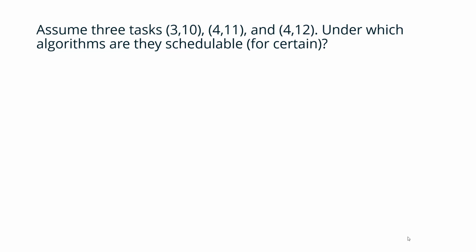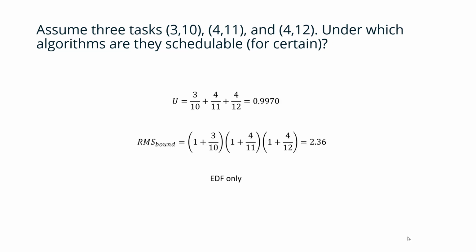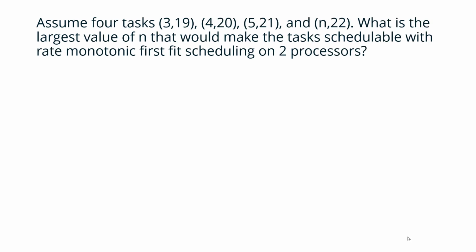Assume you have 3 tasks, 3/10, 4/11, 4/12. Under which algorithms are they schedulable? So utilization is 99.7%. So only for certain, I can schedule this with EDF. Unclear if it can be scheduled with RMS. And remember, the difference is with EDF you have to continuously recalculate priorities, whereas with RMS you don't. So I don't think there's any practical real-time operating system that uses EDF scheduling.